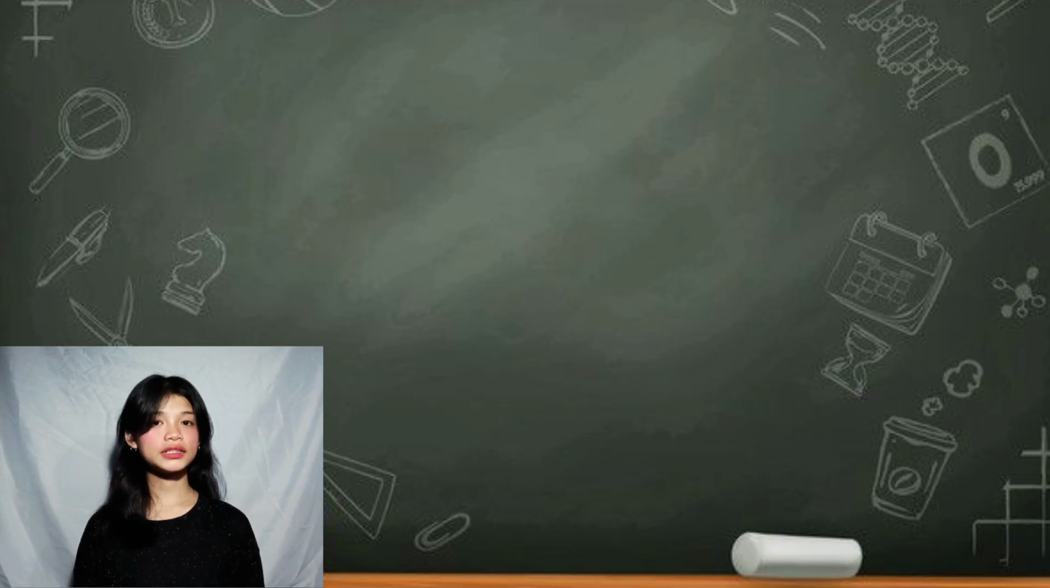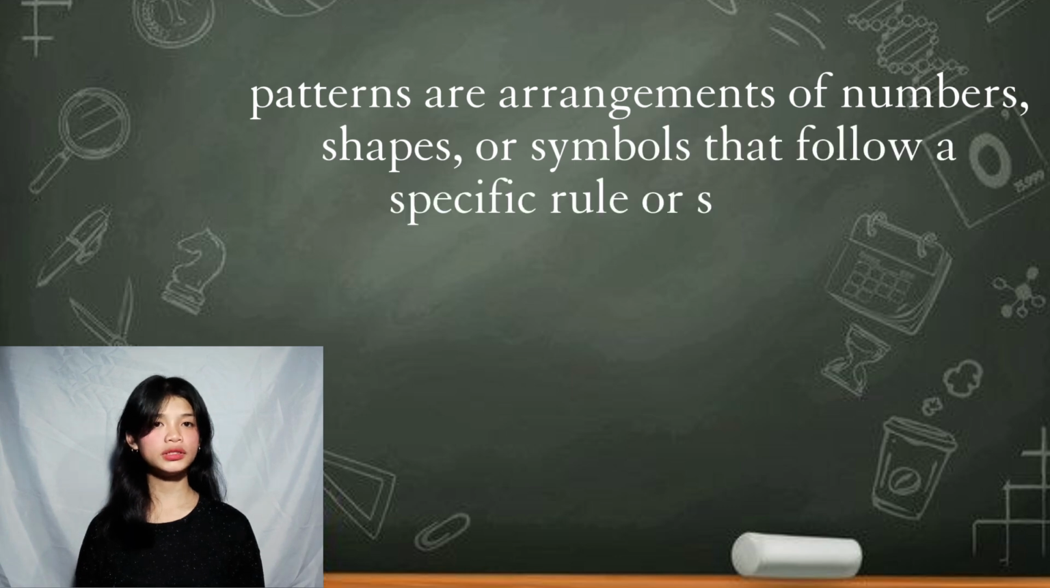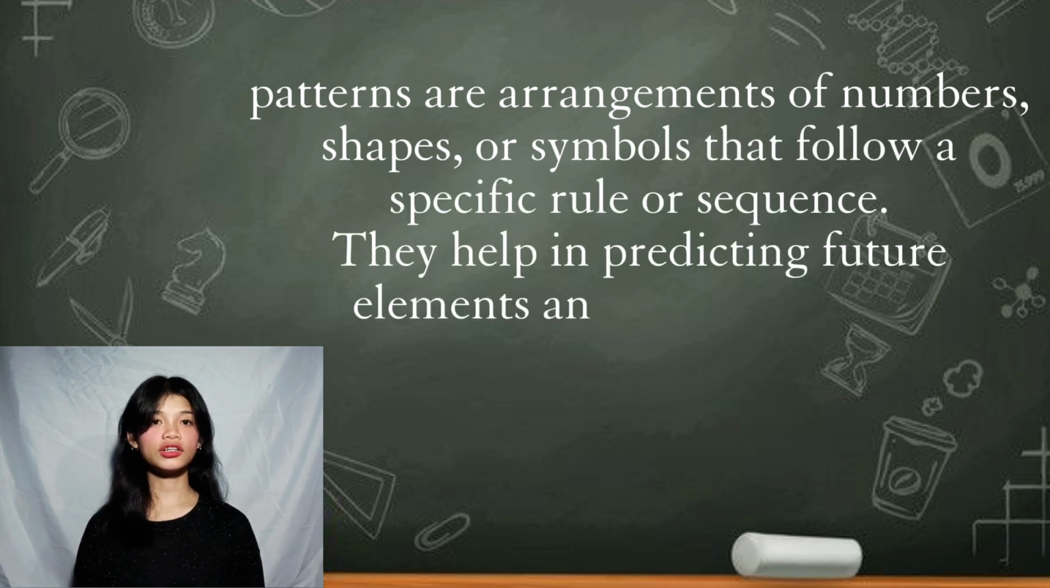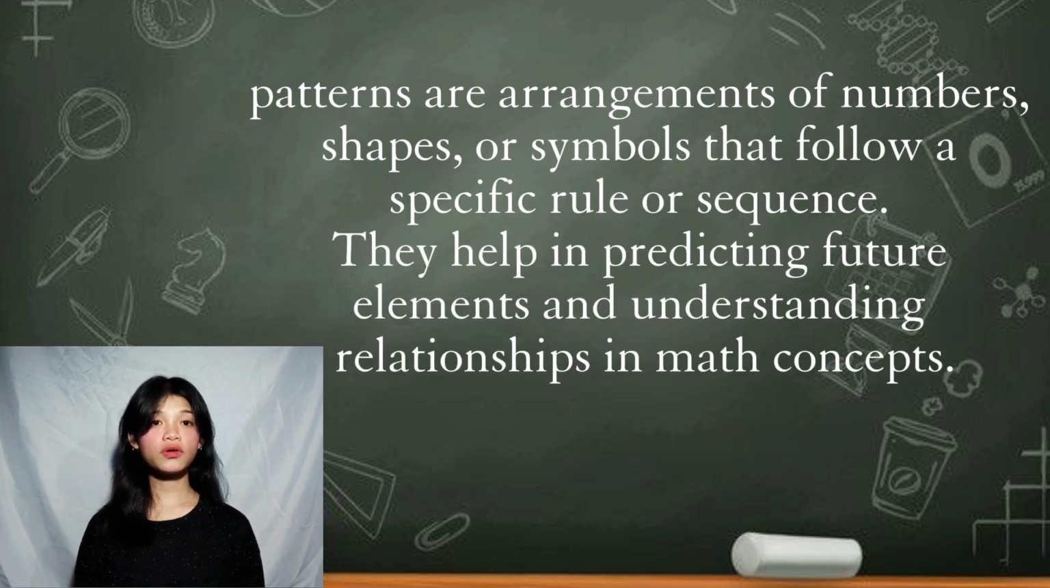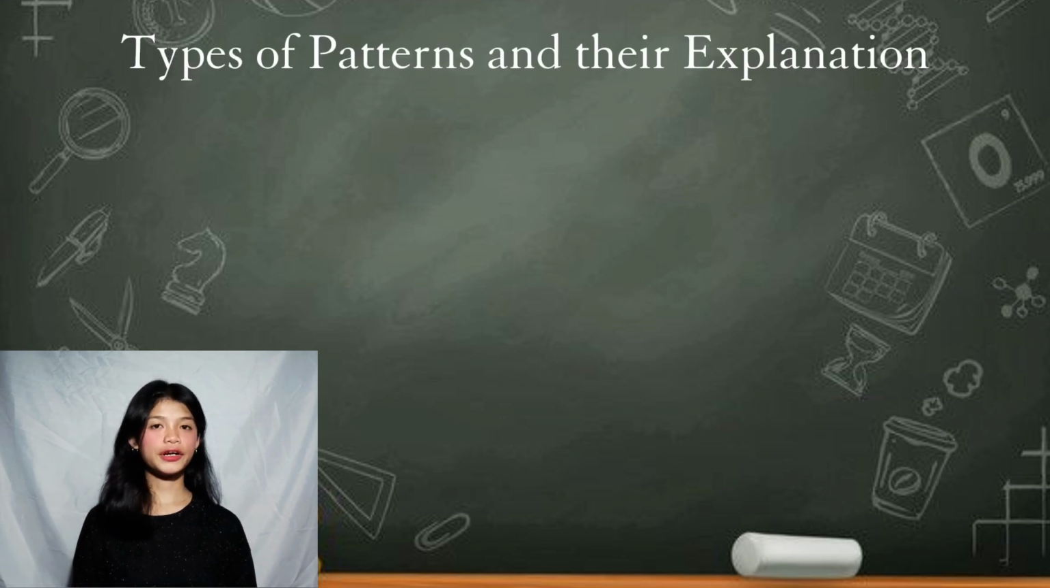In mathematics, a pattern is a repeated or predictable arrangement of numbers, shapes, colors, or objects. Patterns follow a specific rule or sequence that allows us to predict what comes next. Types of patterns and their explanation.